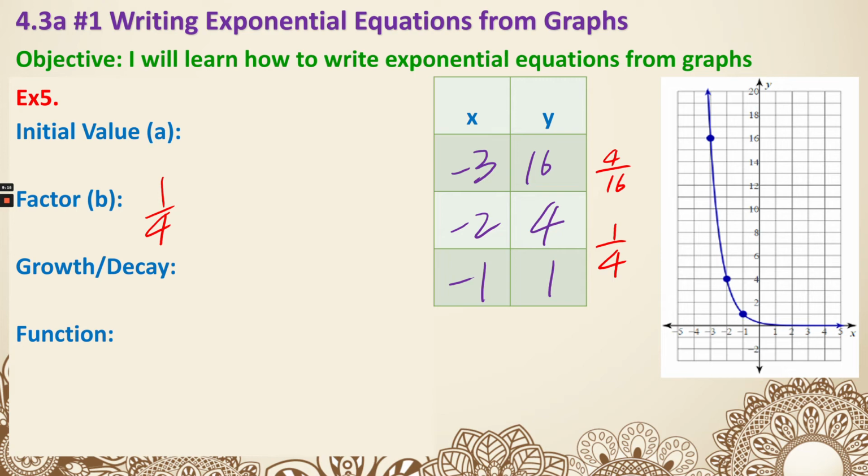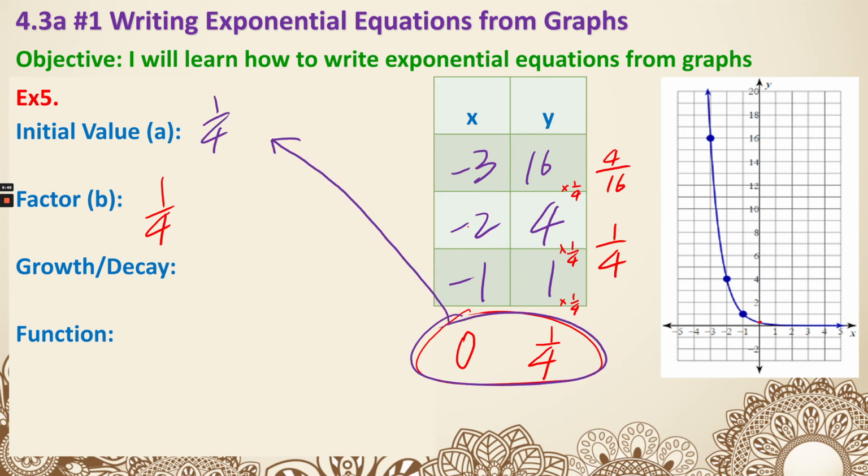Now, you don't exactly have 0 in the table or super clear on the graph. You can kind of estimate it right here, but we don't know for sure. That's why we're going to follow the pattern. -3, -2, -1, the next number is going to be 0. And you can see we are basically dividing by 4 or times by 1/4 to get to the next number. So we're going to still times by 1/4 again. That means 0 is corresponding with 1/4. And that is going to be our initial value, 1/4.